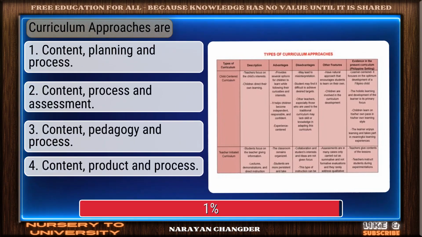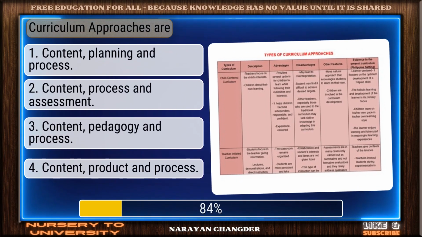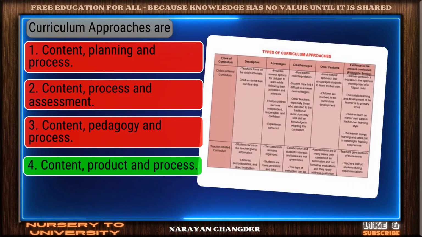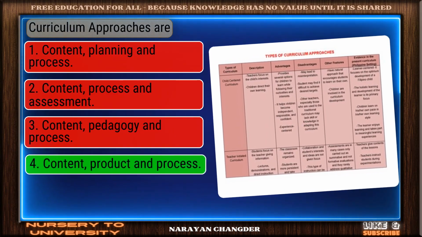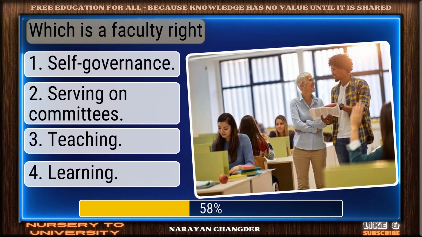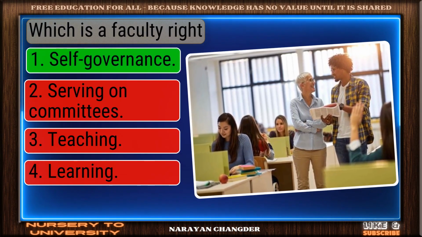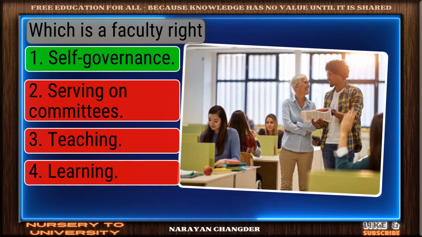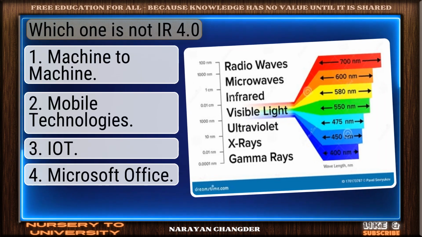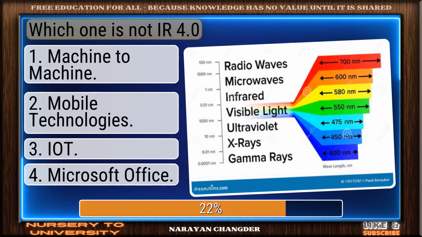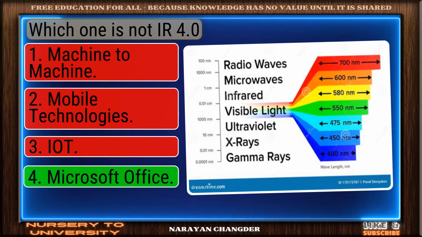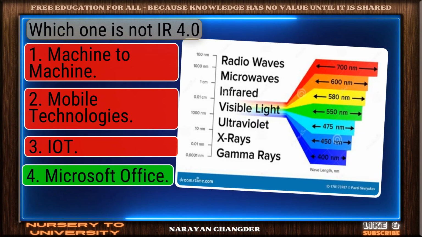Curriculum approaches are. Nicely done. Content, product, and process is a solid answer. Which is a faculty right? Nice selection. Self-governance is the correct and valid answer. Which one is not a 4.0? Correct response. Microsoft Office is the most accurate answer.